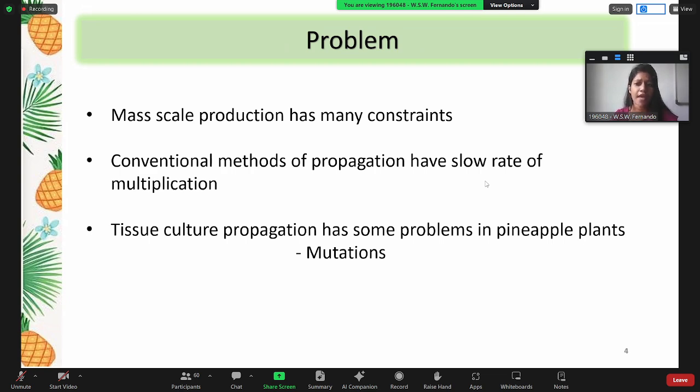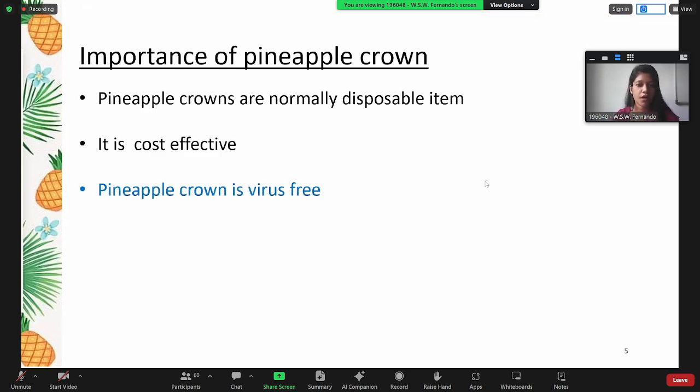Therefore, as a solution for that, the pineapple crown was suggested to test whether more suckers can be produced when applying some treatments. Are you excited when I say that? Because it's really hard to get suckers by using crowns. So, why did I use crown for that? Because the pineapple crowns are normally a disposable item of pineapple and can be collected easily and cost effectively. The most important thing is the pineapple crown has been proven to be free of viruses in a laboratory test.